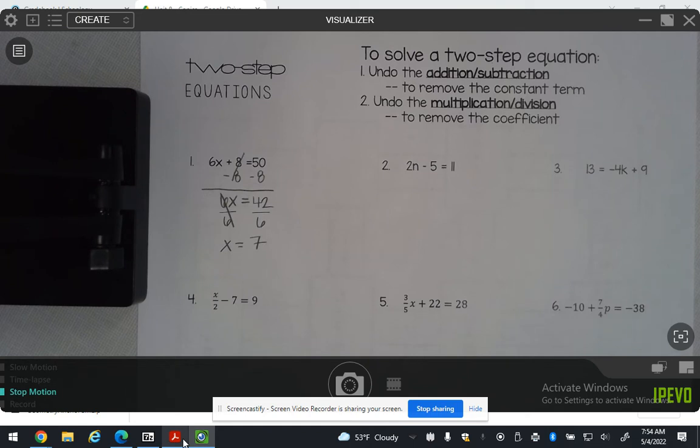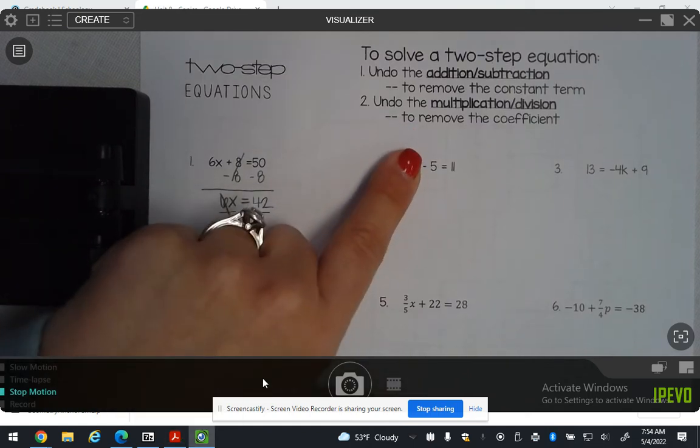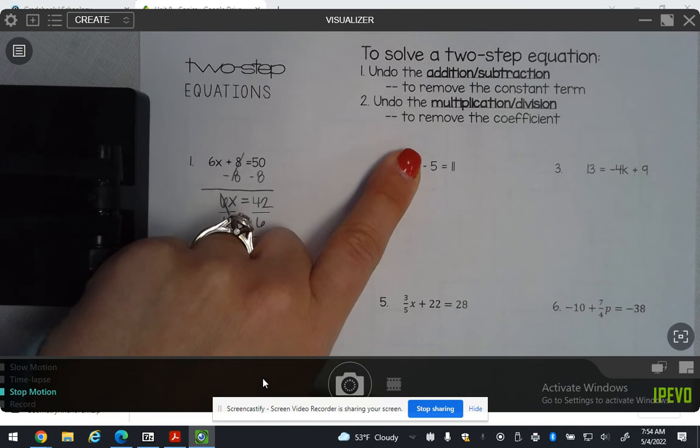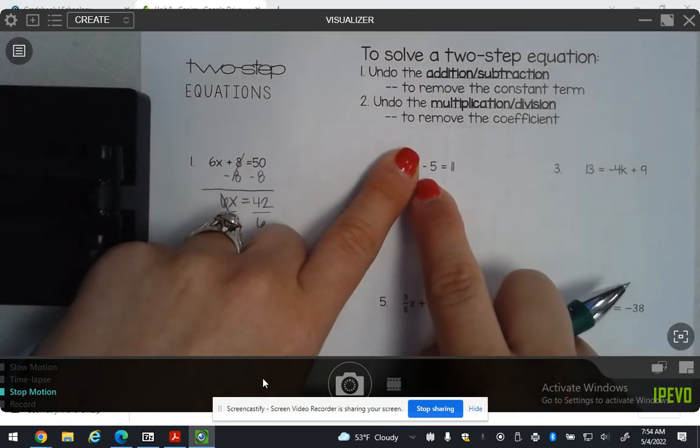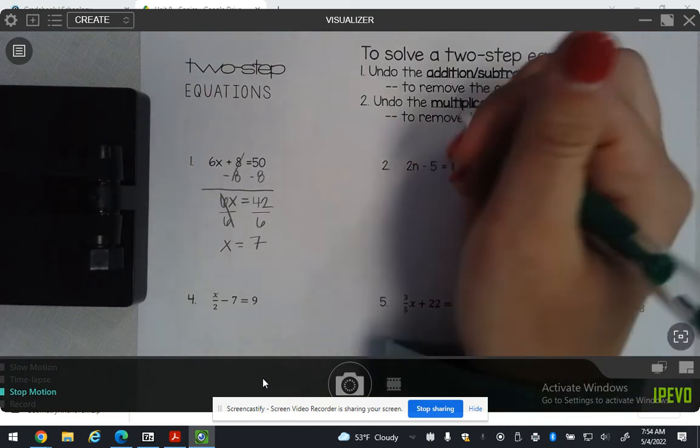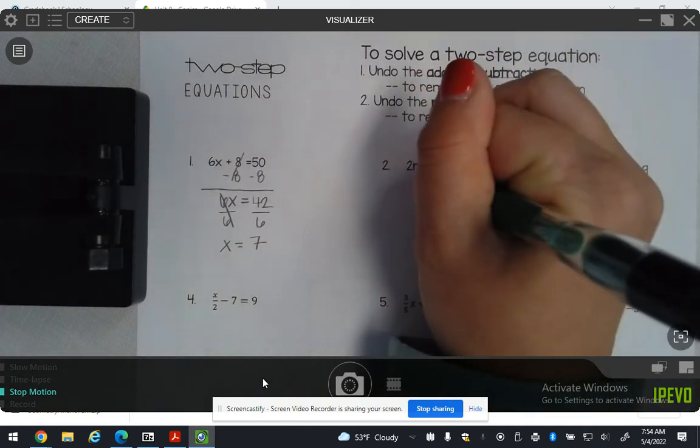All right, so for number 2, cover up the n. How do I move the 5? Yeah. Oh, careful. Now, is it positive or negative over here? Negative. So you have to do the opposite. So I'm going to add 5 to both sides.